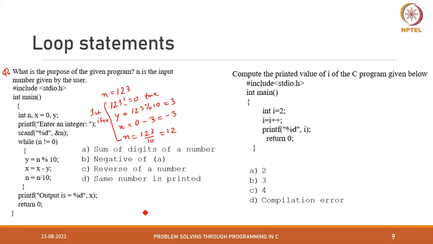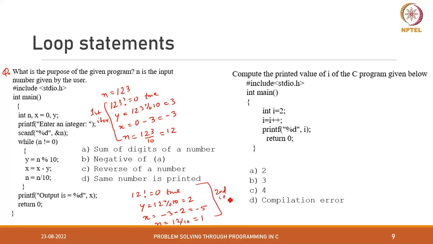Then after this, what happens? So we'll check 12 not equal to 0, still true. So our y will be 12 % 10, that is 2, and x, what is x? x is minus 3, right? So x is minus 3 and minus y, that is minus 2, it becomes minus 5. n is n by 10, that is 12 by 10, that is 1. So it is basically 1.2, but the integer part is only retained, so it is 1. So this is our second iteration.